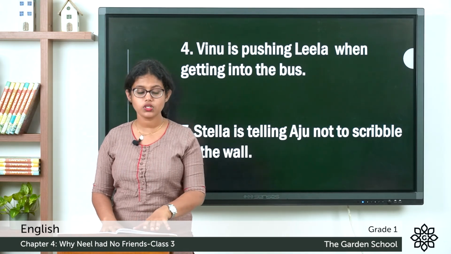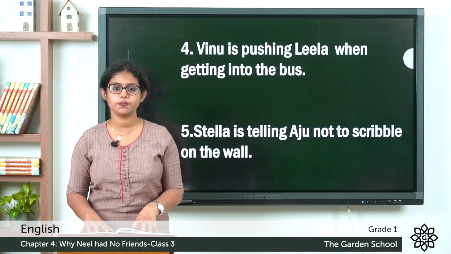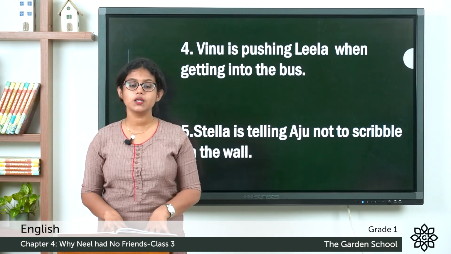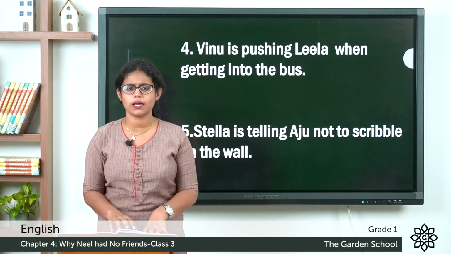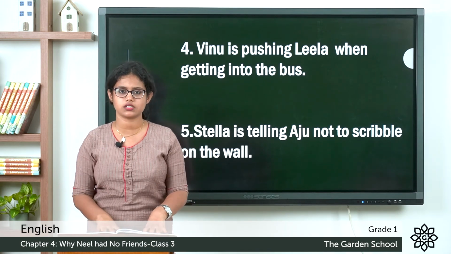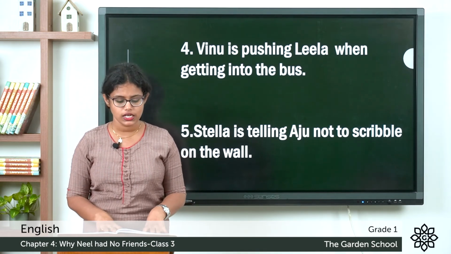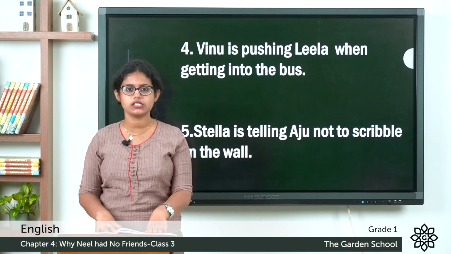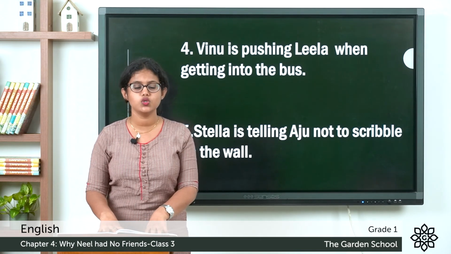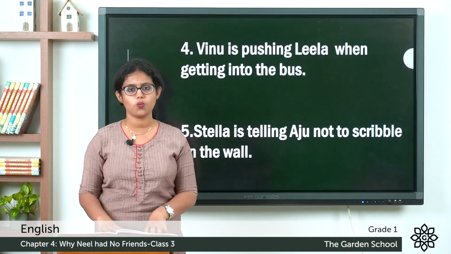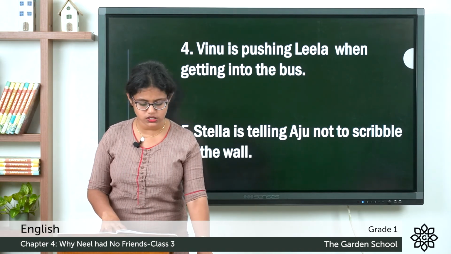The next one. What is the next picture? In this picture, you can see the little boy is scribbling on the wall. How can we describe this picture? How can we write it in a sentence? We can write it as Stella is telling, so Stella is this little girl, Stella is telling Aju not to scribble on the wall. What about the next picture?